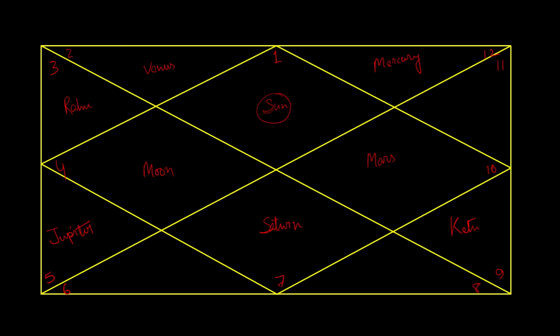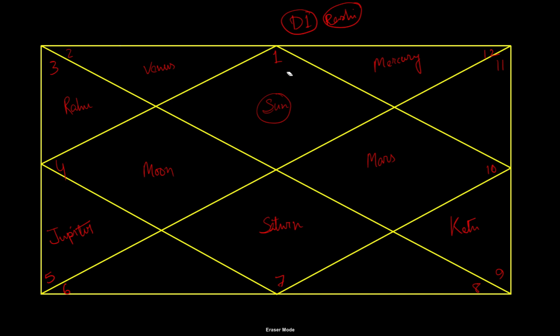Suppose this is called the D1 chart, or the Rashi chart. Sometimes you will use this term also. This Rashi chart means this is the D1 chart, or this is the basic horoscope. We will be having some divisional charts also, but that is a different concept.